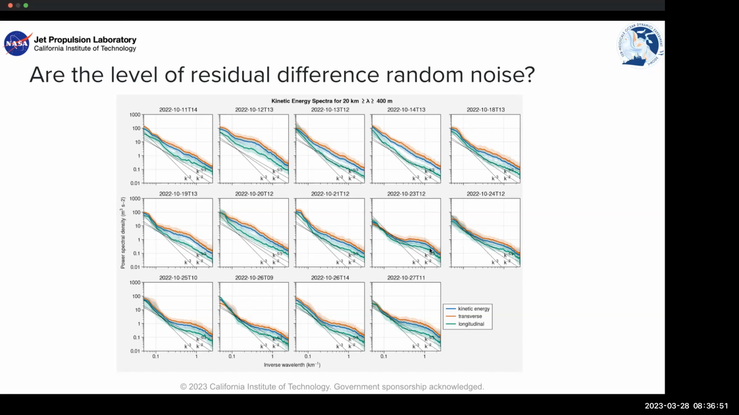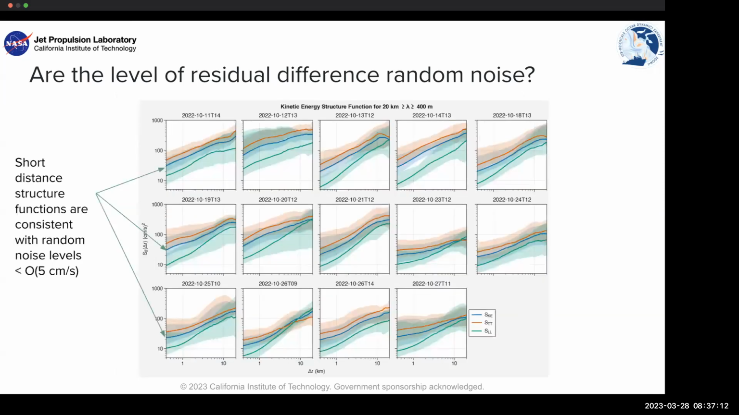And there's a very interesting story here. I'll talk about it with more physics later. But what I want you to take a look at is that the spectra going all the way down to 400 meters do not show any flattening out, as you would expect to see if you were dominated by noise.